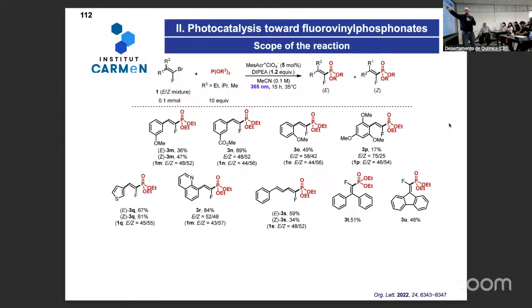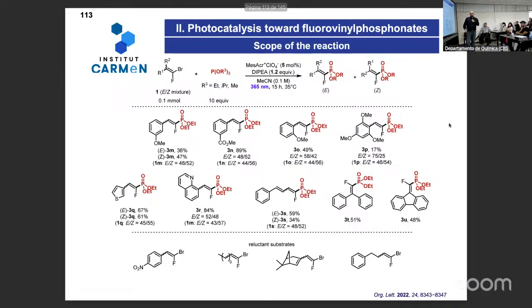because this was done from aldehyde, but we can do it also from ketone, and we can have access to tetrasubstituted fluoroalkene in this case, with fair yield. Yeah. Okay. Next, please. We have reluctant substrates. It doesn't work with nitro, but when you are doing photocatalytic reactions, nitro usually is not such a good substrate. And it doesn't work at all with alkyl groups, unfortunately.